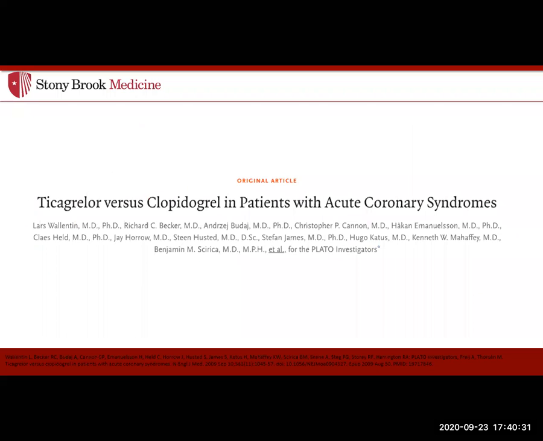So the next study we'll look at is ticagrelor versus clopidogrel in patients with acute coronary syndromes.